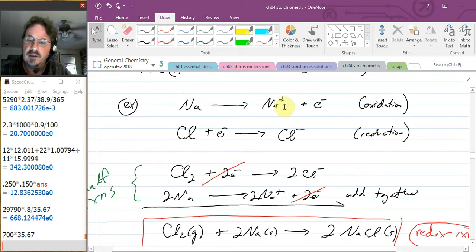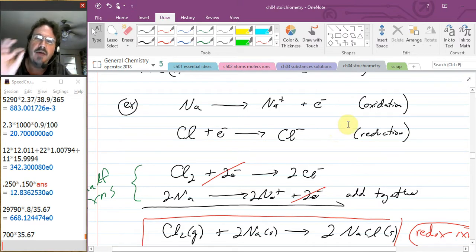Alright, so here's the example I just mentioned. Sodium, if it loses an electron, it becomes Na+. We would say that sodium has been oxidized. That's an oxidation. Chlorine, if it gains an electron, it becomes chloride, Cl-. That's a reduction. We would say chlorine here has been reduced. If I write it out like that, where I'm specifically showing the electrons coming on or coming off, those are called half reactions.